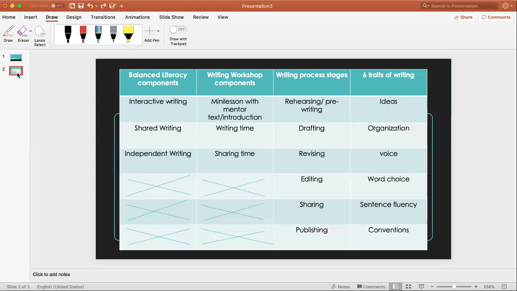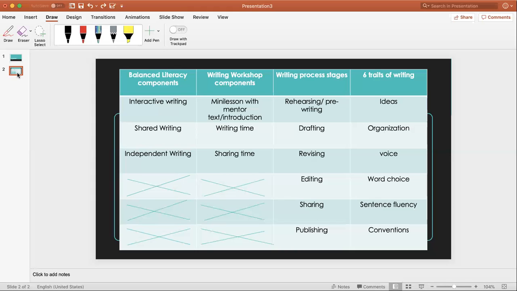Sharing is where they're able to share it. Obviously sharing. And then publishing is where they have their published piece and they're sharing it with other people. So publishing and sharing kind of go together in that sense, because the sharing would be them sharing about their published work or their final draft.